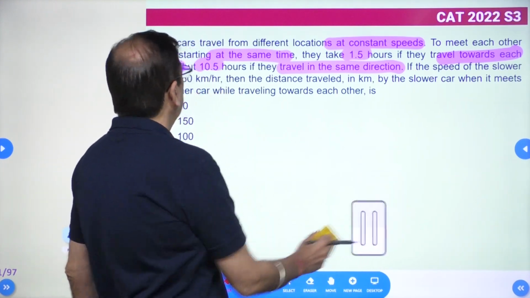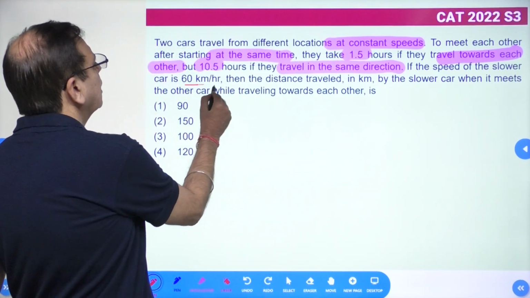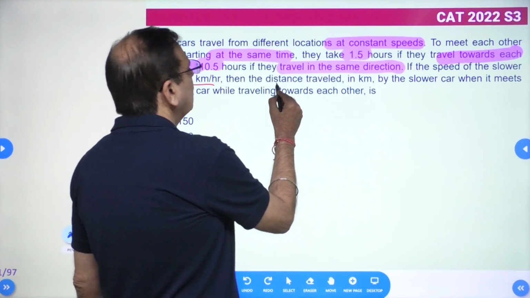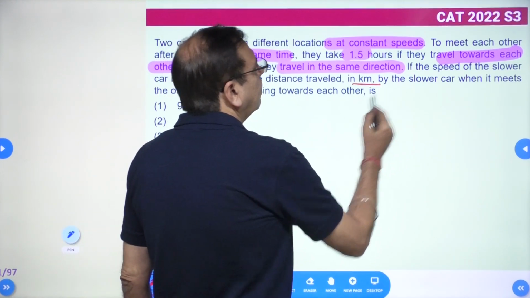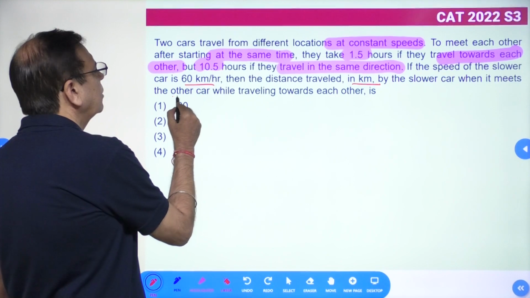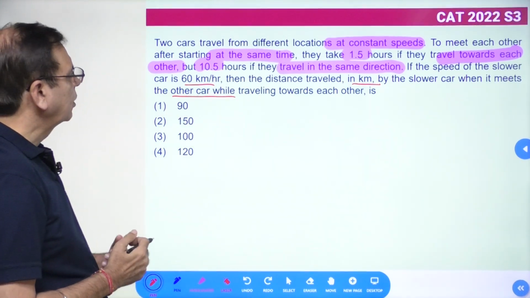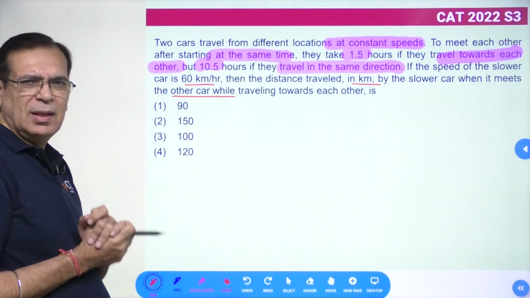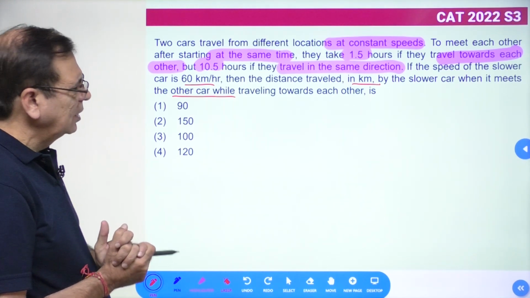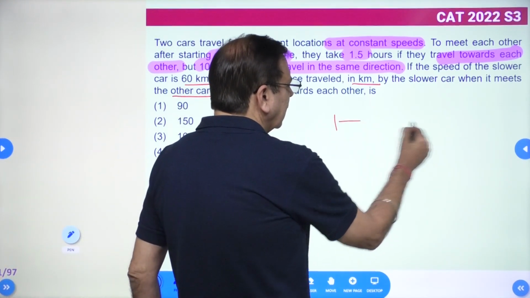If the speed of the slower car is 60 kilometers per hour, then the distance traveled in kilometers by the slower car when it meets the other car when traveling towards each other is what? This is a really great question. Do you know what it is asking? It is asking you to calculate one thing.